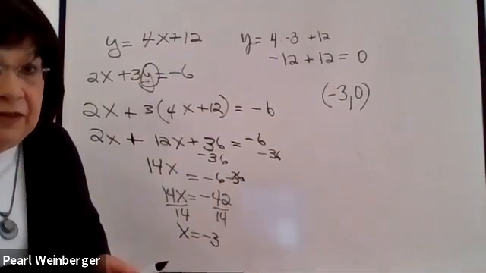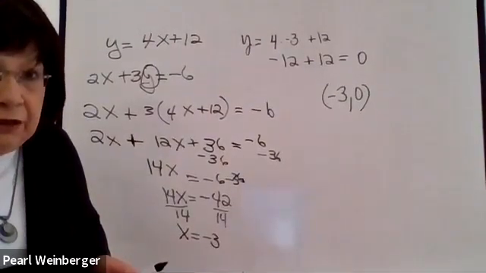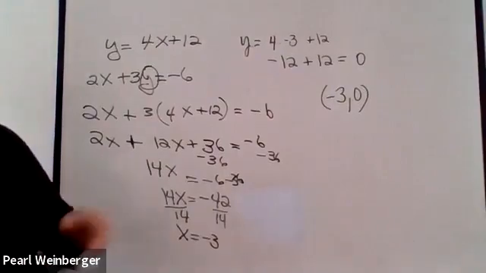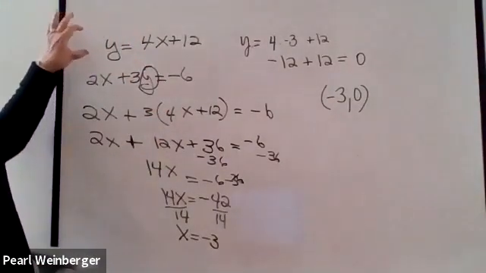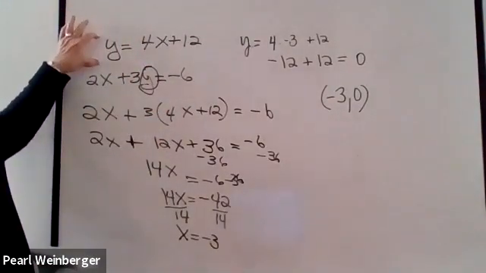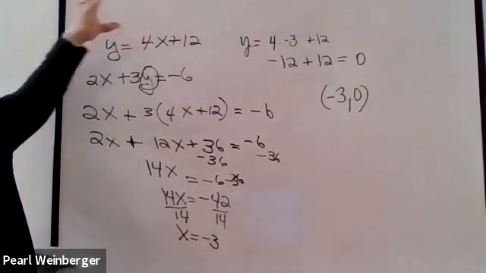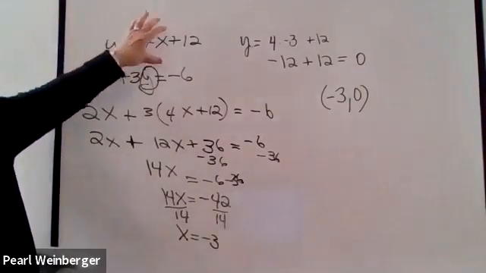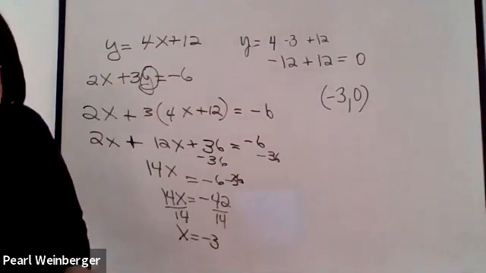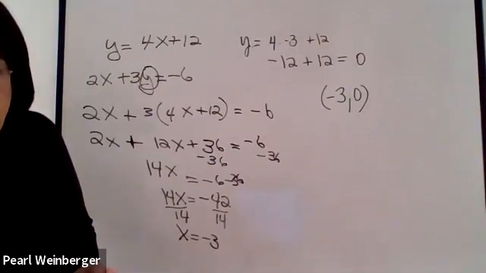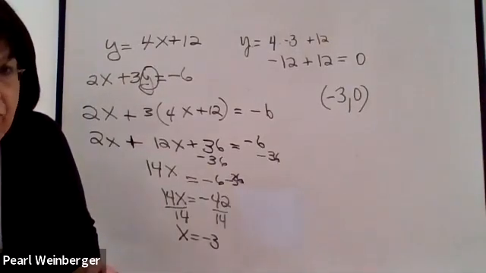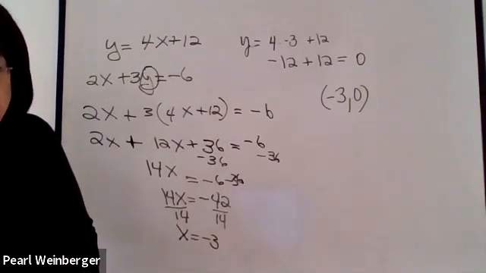As I said, the more common method to be used is the elimination method. But when you have explicitly one of the variables in terms of the other, either x equals or y equals, then substitution is very often a good alternative. Does anybody have any questions before I go on to the next section?